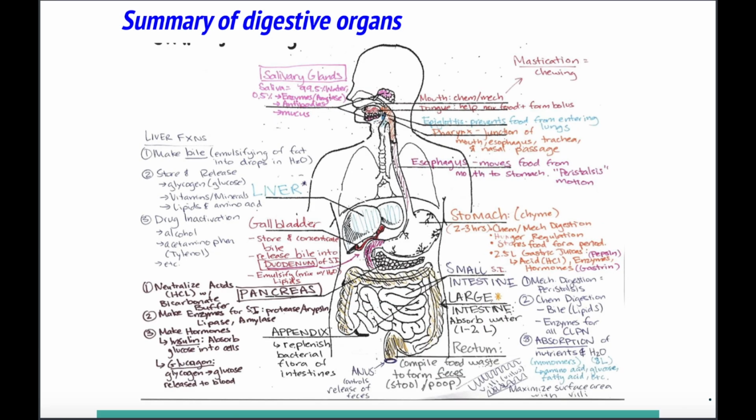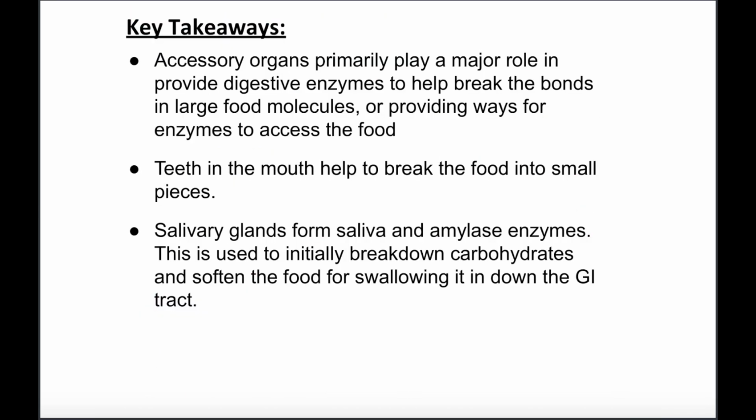Okay, so this is a summary picture I showed you earlier in the past of the digestive organs, both the GI tract organs as well as accessory organs, kind of like a quick map of it. So again, if you want to, you can print this picture or make your own version of it. I just find it a good reference, but this covers all the stuff that was covered in the lecture. So accessory organs primarily play a major role in providing digestive enzymes to help break the bonds in large food molecules or provide ways for enzymes to access that food.